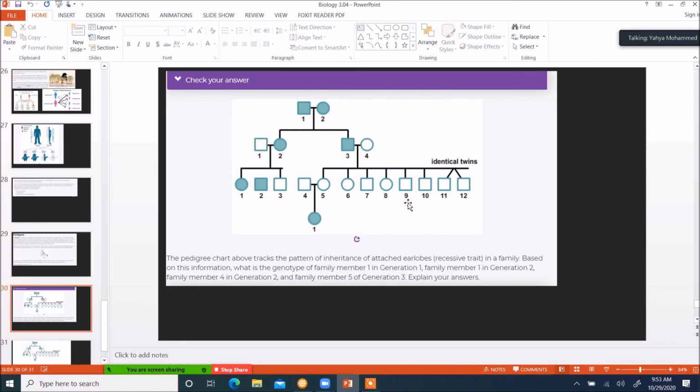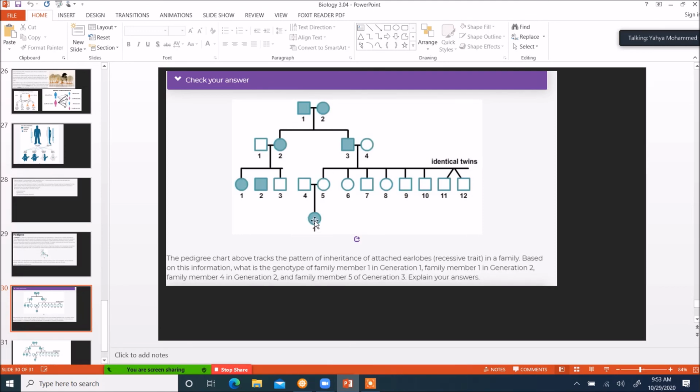So here, first of all, you understand that most likely, just based on this, if you have this many children and none of them are affected, probably 4 is not a carrier. You understand, right? All right. Now let's go down.